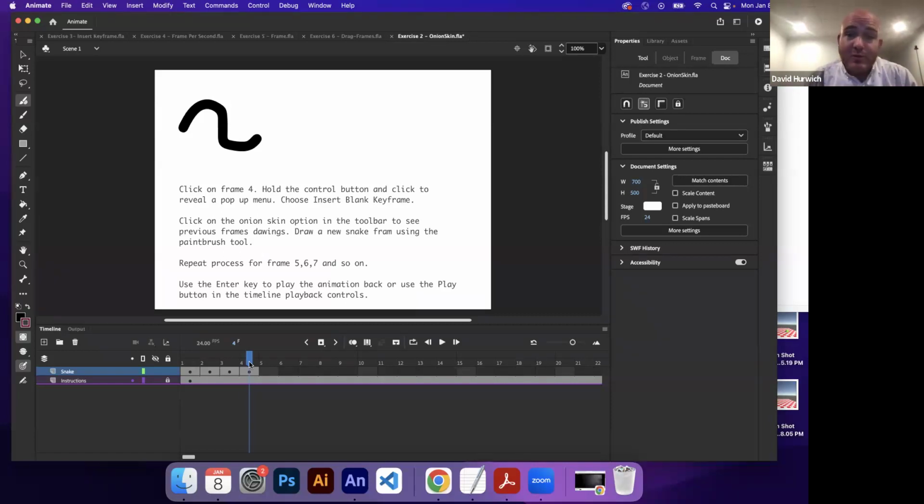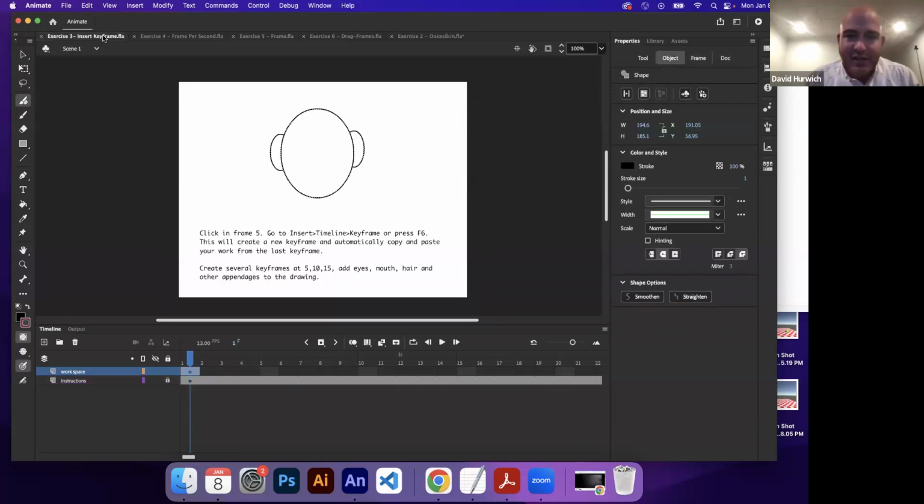And to be perfectly honest, we don't always need to change everything. Sometimes we just need to change some parts of the next drawing, not the whole drawing. So in other words, instead of having to redraw this whole thing, what if I could keep part of this and then just redraw the parts that need to be changed? And that's kind of the idea of an insert keyframe versus an insert blank keyframe.